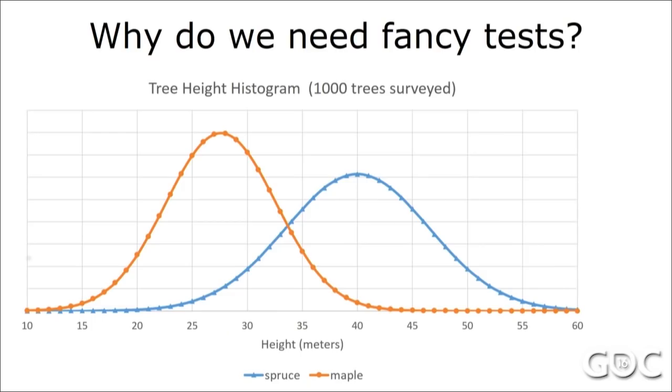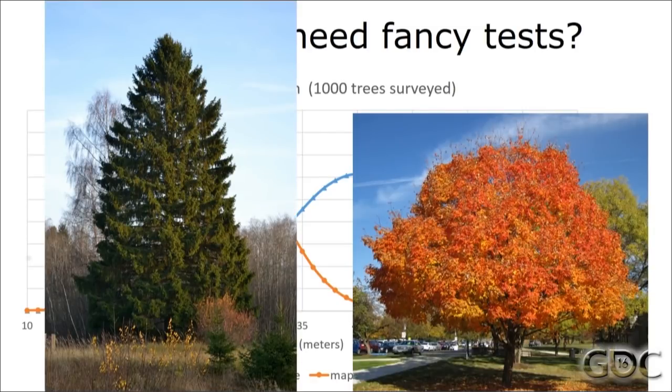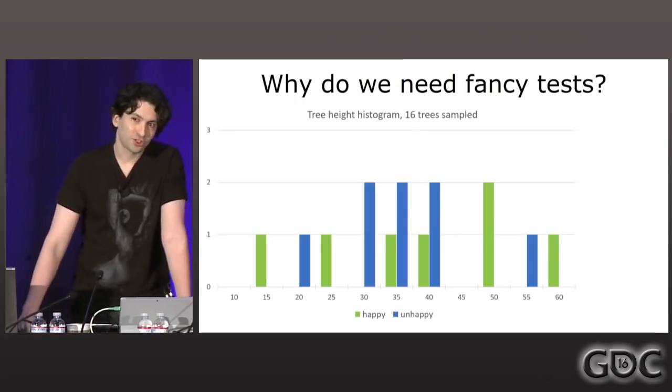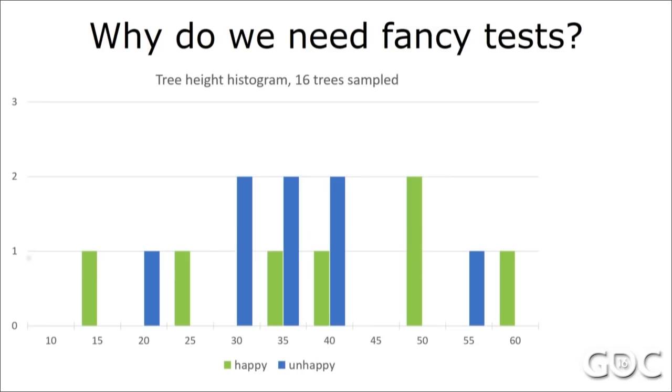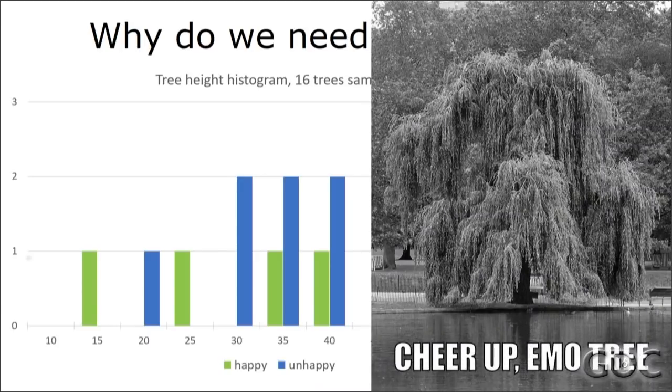Why do we need statistical tests? If you were to walk into a forest and measure every tree and get a graph something like this, you would not need fancy math to know that spruces are taller than maples. But if you could measure only 16 trees in a forest and you got a graph like this, well, do happy trees grow taller than unhappy ones?